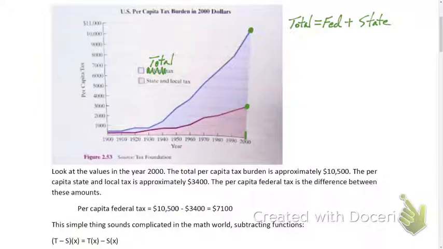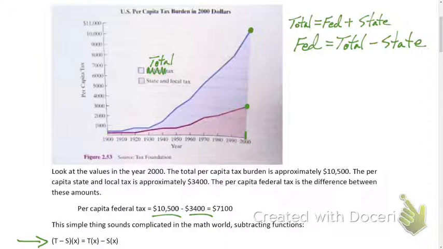So you do a tiny bit of algebra, and you know that federal equals total tax minus the state tax, and that's what they did below the picture down there. So the total was $10,500, and the state tax was $3,400. They subtracted, and $7,100 is the federal tax. It's pretty simple when you talk through it like that. The confusing thing is the notation.